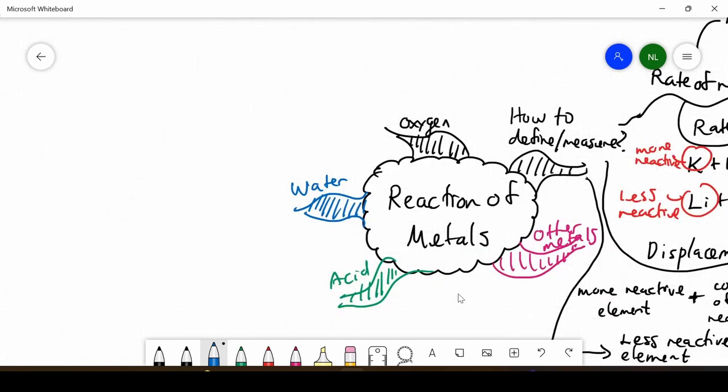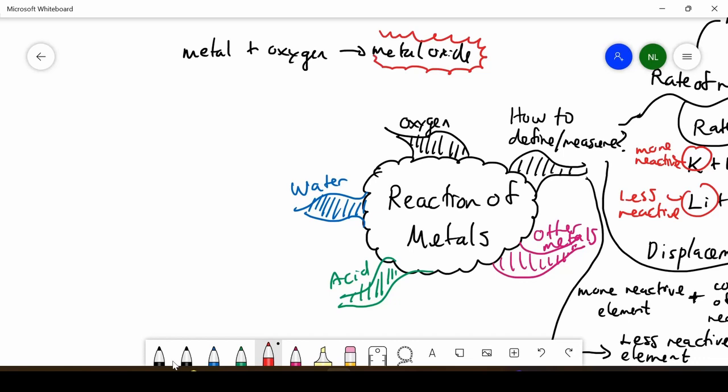Onto the focus of this video, the reaction of metals. The first reaction that we're going to discuss is the reaction of metals with oxygen. Metals react with oxygen to produce metal oxide. And these reactions are always exothermic, which means they release heat into the surroundings. And the more reactive the metal is, the more exothermic the reaction will be. One example of such a reaction would be the reaction of magnesium metal with oxygen.